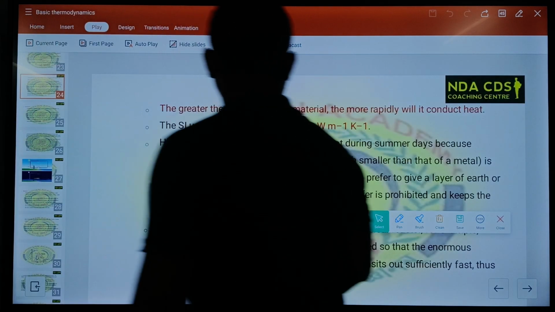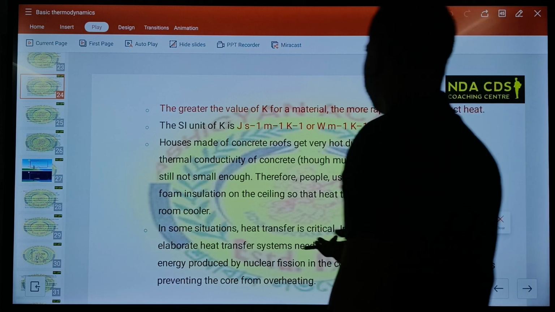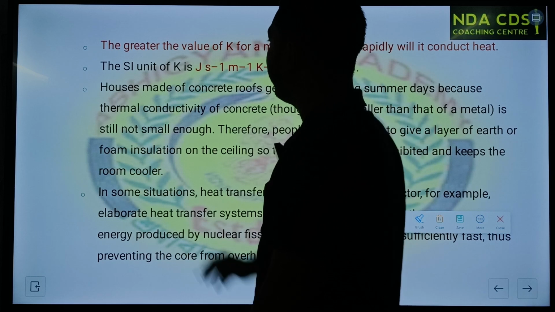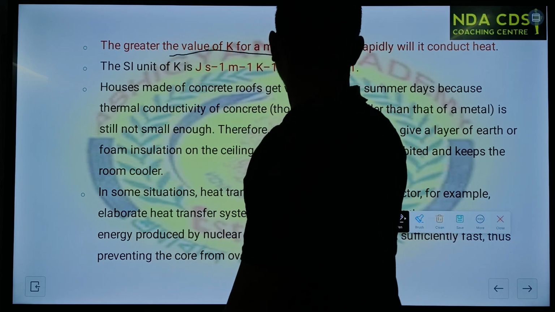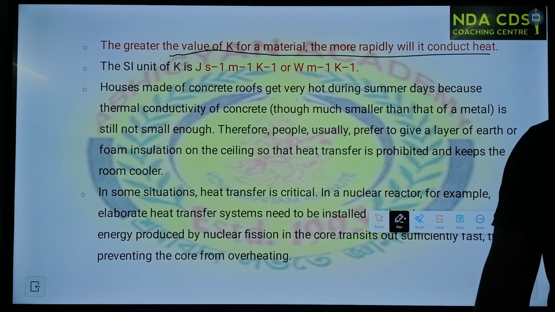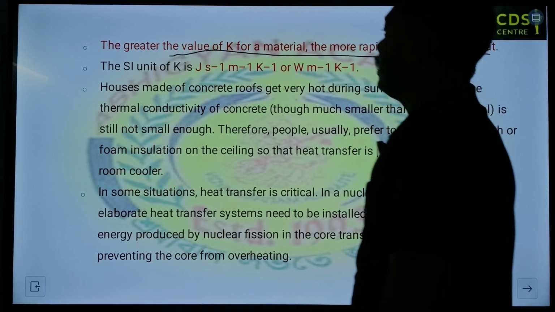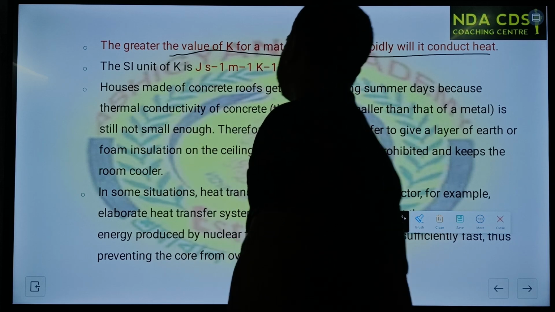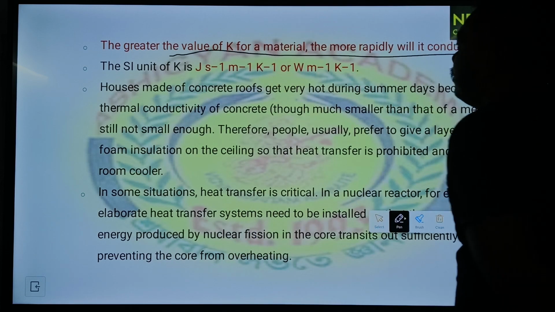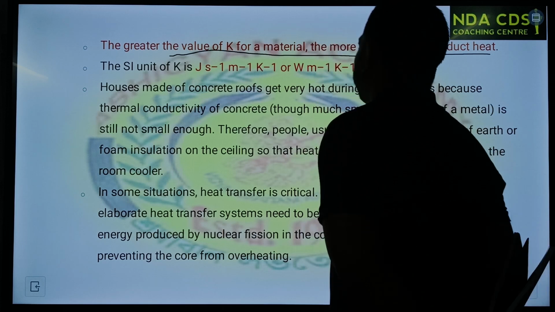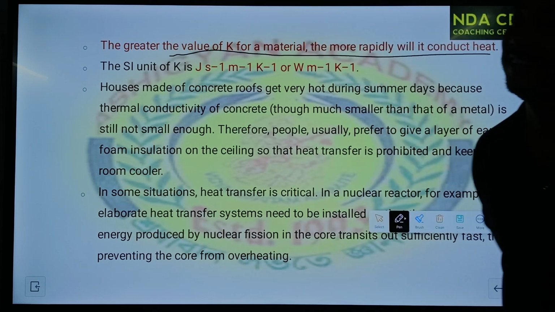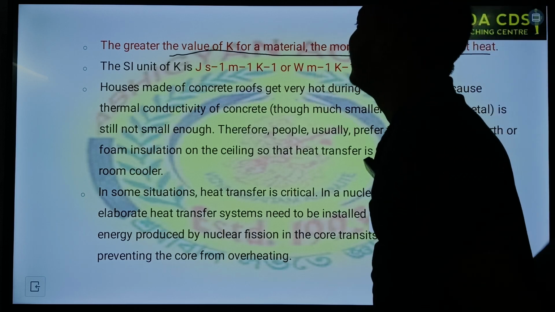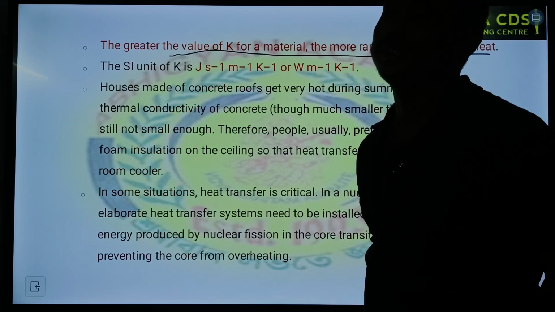Okay. हाँ. So yeah, K will obviously differ from material to material, but one important point about K is that the greater value of K, का जितना ही value बड़ा होगा, the more rapidly it will conduct heat. And the SI unit of K is joule per second per meter per Kelvin, or watt per meter per Kelvin. याद रखना है ये सब.